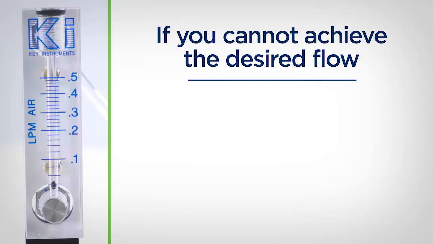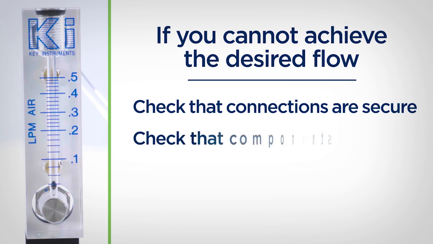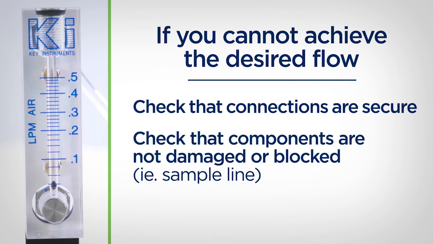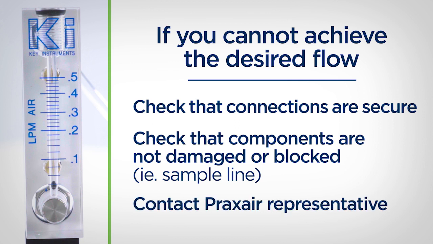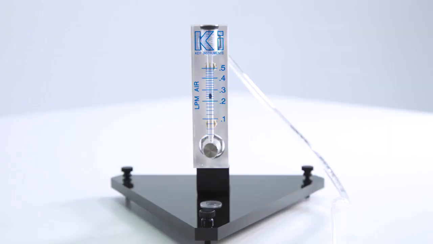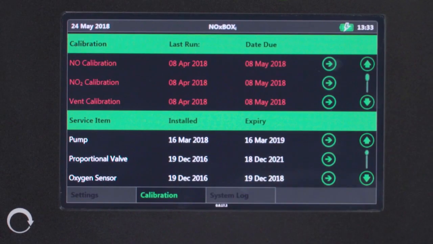If you cannot achieve the desired flow, check to see if your connections are secured and that components, such as the sample line, are not damaged or blocked. If you still cannot achieve 225 milliliters per minute, contact your PraxAir service representative. Leaving the pump flow meter connected, press the on-screen Calibration tab to continue with the calibrations.